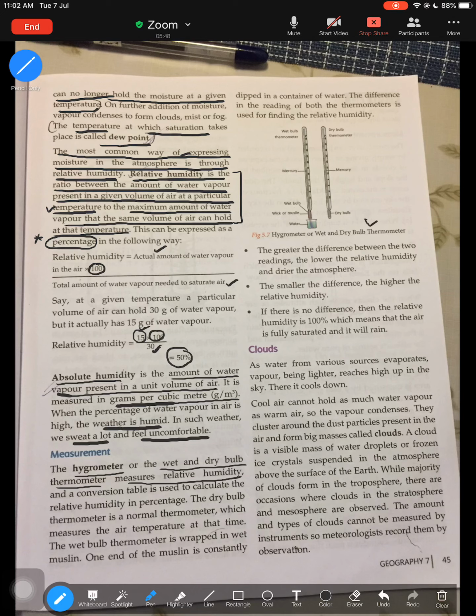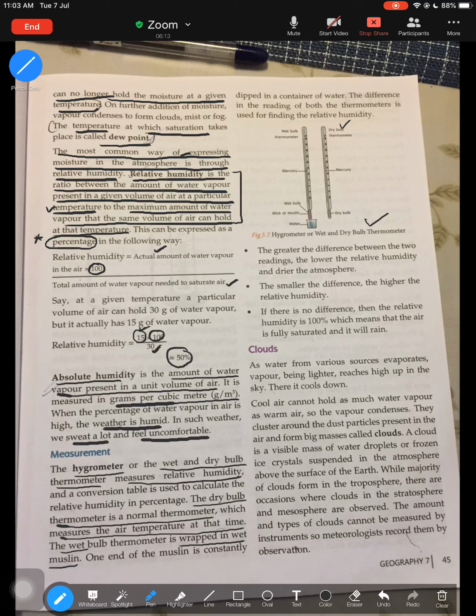So this is a picture of a wet and dry bulb thermometer and hygrometer. Now let's try to understand how each works. Please underline: the dry bulb thermometer is like a normal thermometer which just measures the air temperature at that time. Whereas the wet bulb, from the word, is wet because it is wrapped in a wet muslin cloth.